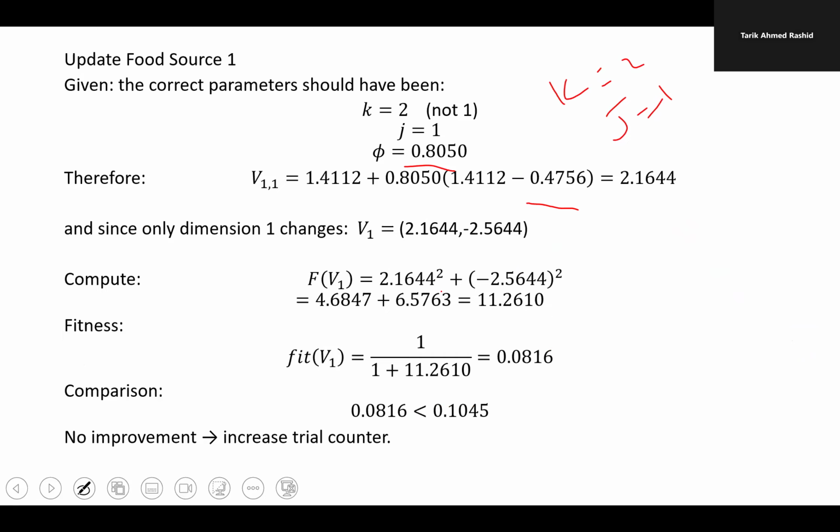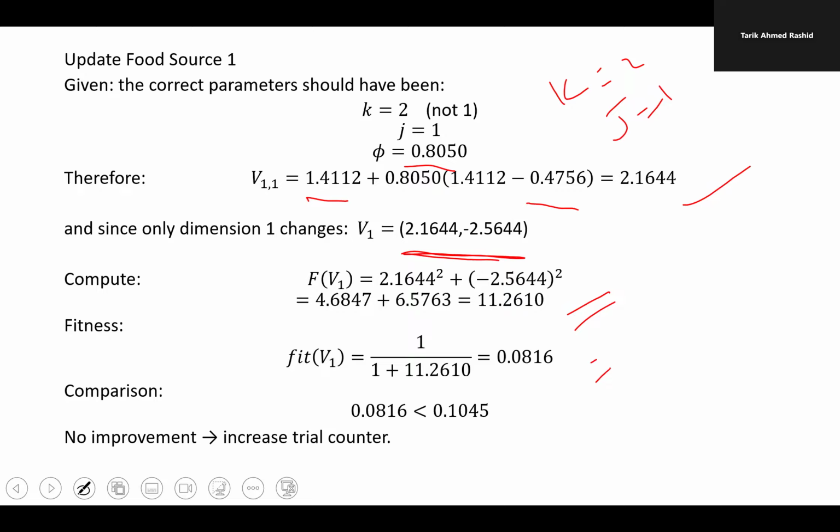Now, I think it's simple. We found 1.4, and the result is this one. So the new V11 is 2.1644 and minus 2.5644. Plug them into the fitness function, x1 square plus x2 square. We will get that value. Now plug them into equation 3 for the fitness, and we will get 0.0816.